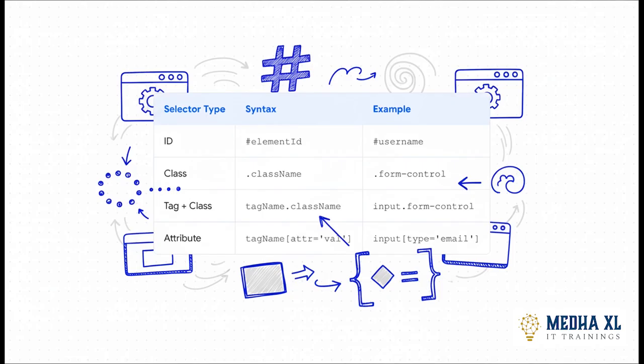And the syntax couldn't be easier. You want to find an ID? Just use a hashtag. A class? You use a dot. Simple as that. You can even chain them together. Say you want an input tag that also has a specific class. Or you can get even more specific and look for any attribute, like finding an input where the type attribute is email. It's just so clean and readable.